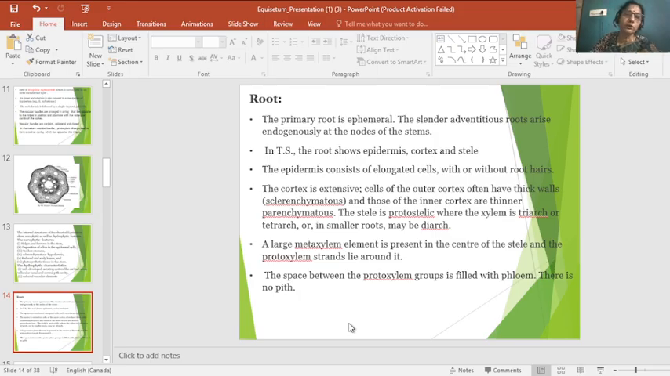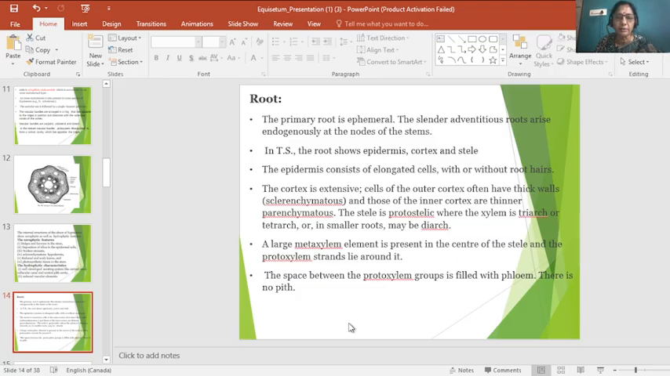If you see the root, the primary root is ephemeral. The adventitious roots arise endogenously at the nodes of the stem. The tissues of the root show epidermis, cortex, and the stele. Epidermis consists of elongated cells with or without root hairs. The cortex is extensive. Cells of the outer cortex have thick walls, sclerenchyma, and those of the inner are thinner, parenchymatous. Stele is protostelic, where the xylem is triarch or tetrarch, or in smaller roots may be diarch.